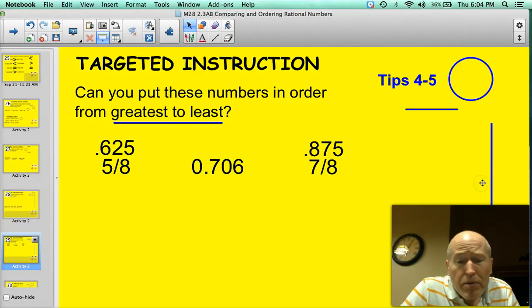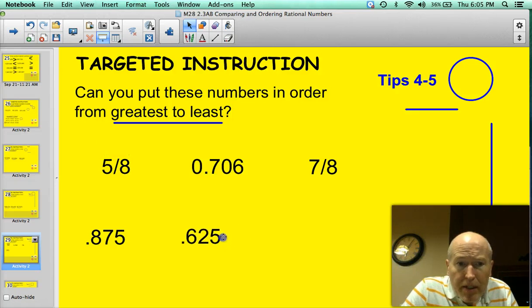Or we can use another one of my tips, thinking about money. You're all pretty good at thinking about that. So now I'm going to look at the first two digits as I think about money. I got 62 cents, 70 cents, and 87 cents. I want to go from greatest to least. Well, 87 cents is bigger. 62 cents is the next biggest.